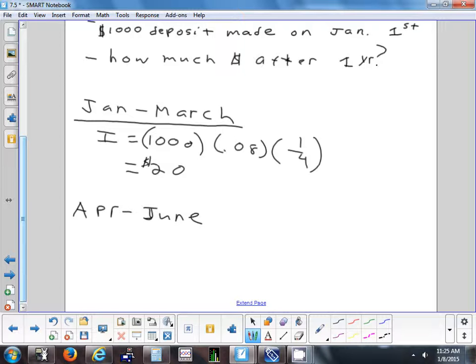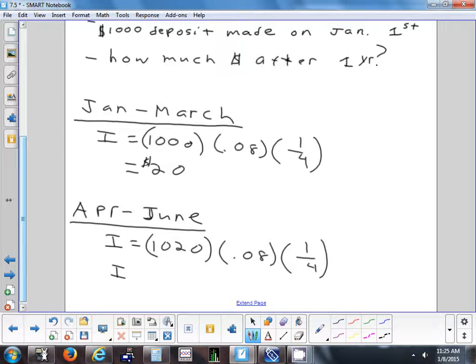What about the next quarter, April, May, June? The interest you earn from April to June is not only on the $1,000 you put in January, but it also includes the $20 the bank just paid you in interest. Everything else stays the same. Still making 8%. April, May, June is another quarter of a year. So how do you think my interest is going to compare in April to June? Will I make more interest than I did in January to March, or less?